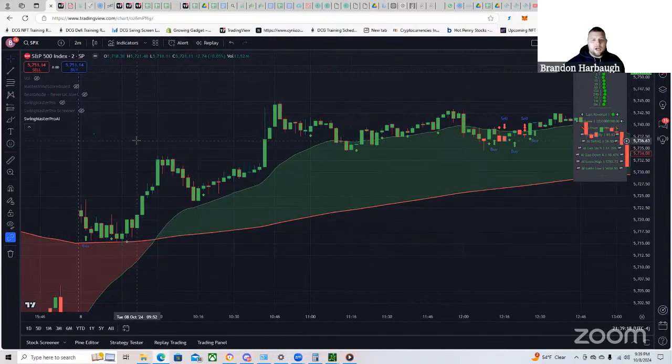And all you're doing is using these candles. If it is green, SwingMasterPro AI is bullish. If it is red, SwingMasterPro AI is bearish.